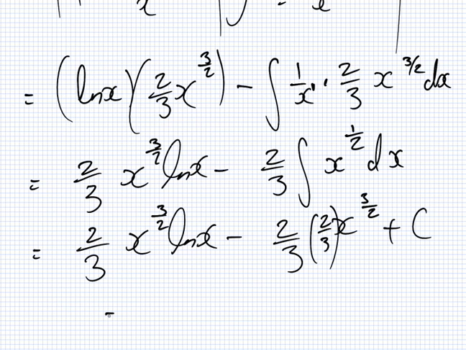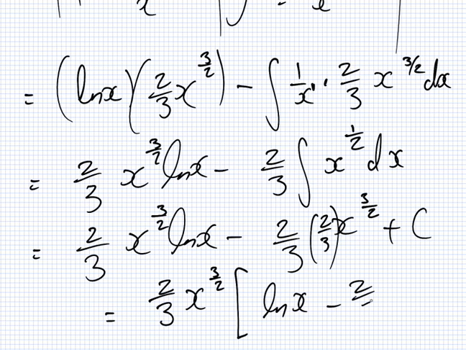I'll just clean it up a little bit. I can take out the 2 over 3 and the x to the 3 over 2, and on the inside I'm left with log x minus 2 over 3 plus c. So the question now is, is there any way to remember or to know when it's a good idea to swap them to make it easier?